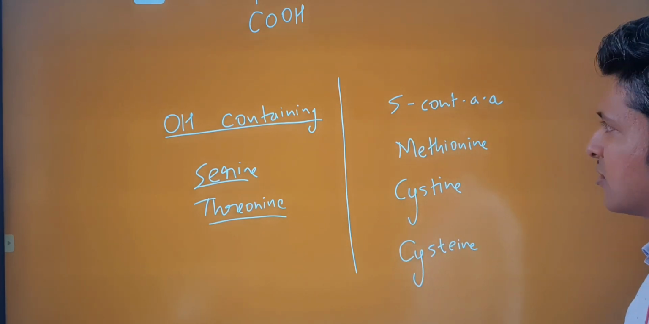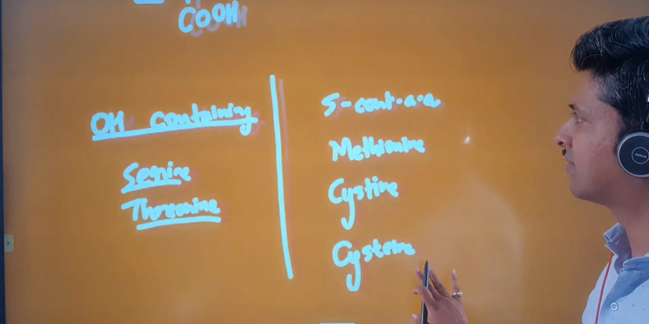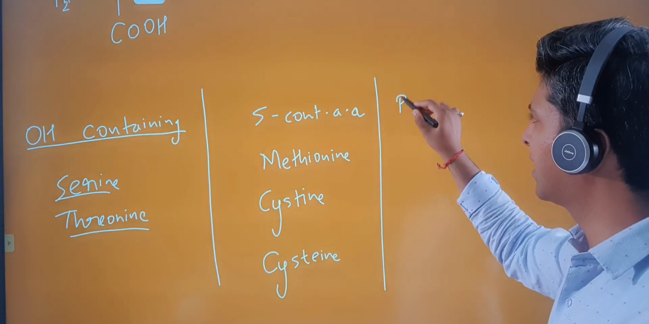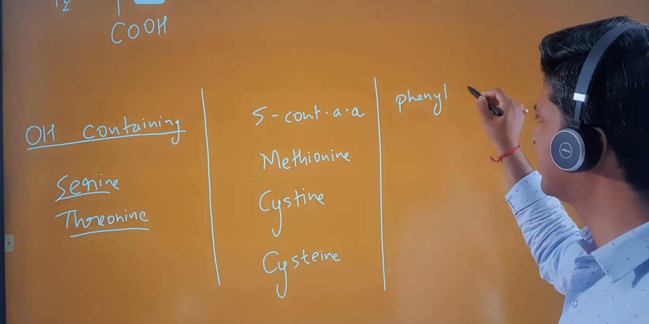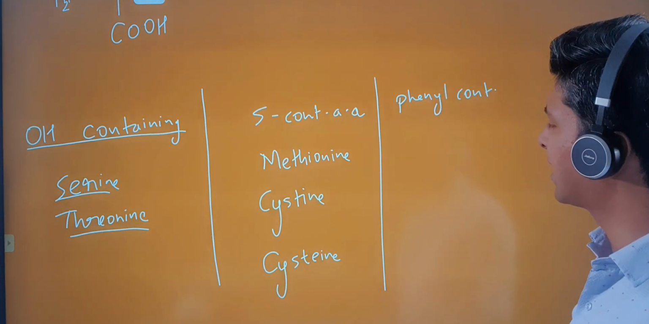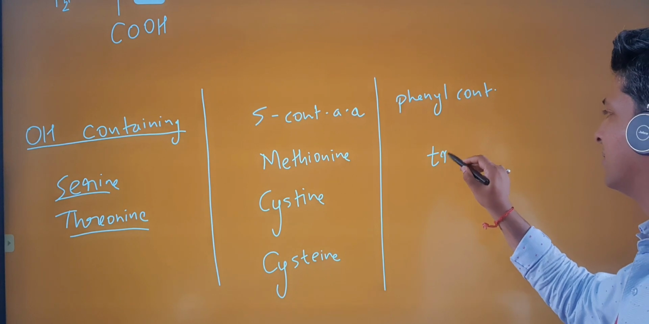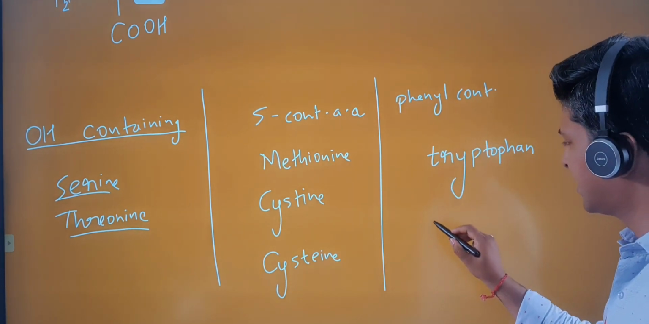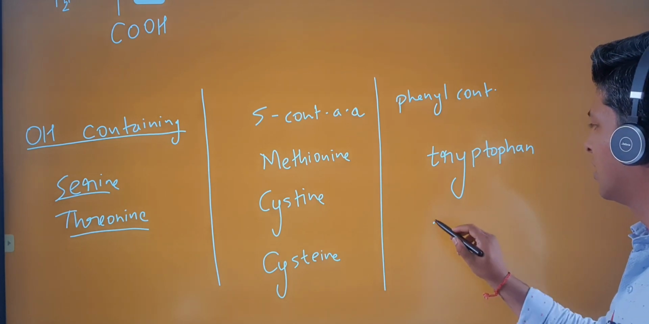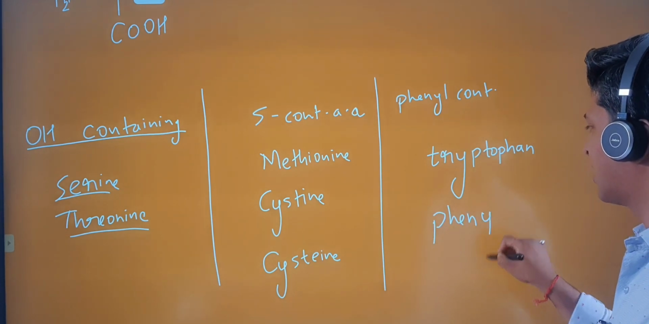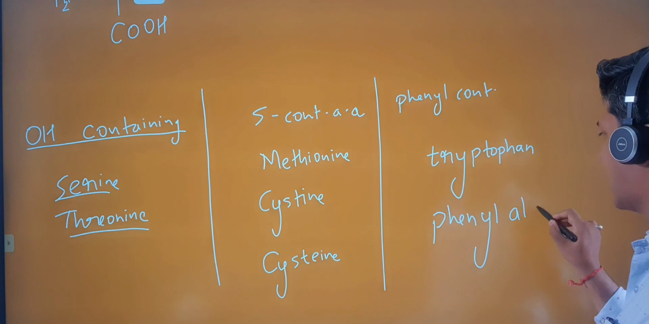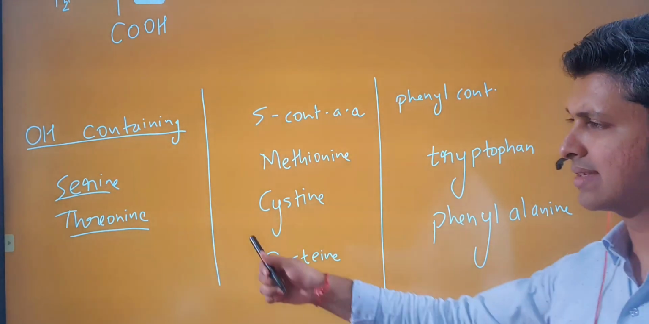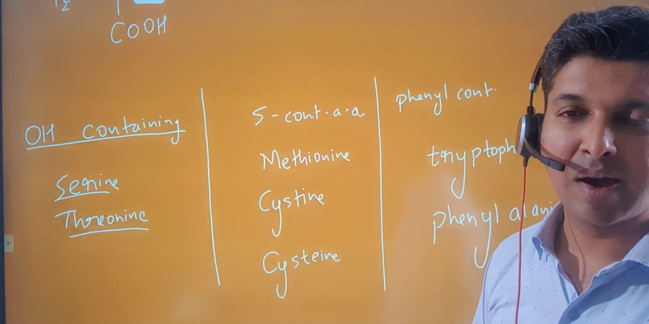So this is OH containing, then sulfur containing amino acid, then we'll be having phenyl containing amino acid or benzene ring containing amino acid. Phenyl containing, so phenyl containing will be tryptophan. Tryptophan is an example of phenyl containing amino acid. और फिनाइल एलानिन, एलानिन का स्ट्रक्चर हम लोग ने देख लिया है, वहां पे एक फिनाइल ग्रुप लगा दो बस बन जाएगा फिनाइल एलानिन. सो दिस इज अ फिनाइल कंटेनिंग अमाइनो एसिड. दीज आर एन एक्स्ट्रा क्लासिफिकेशन ऑफ अमाइनो एसिड्स.